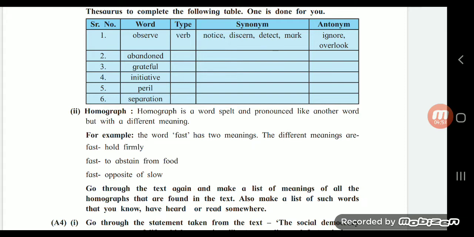Okay, now here is one example for that. Fast. The word fast has two meanings. Here fast is a verb that means hold firmly. Hold fast, we say it like this. Then fast, which we know, to abstain from food. And then fast as an adjective means opposite of slow.